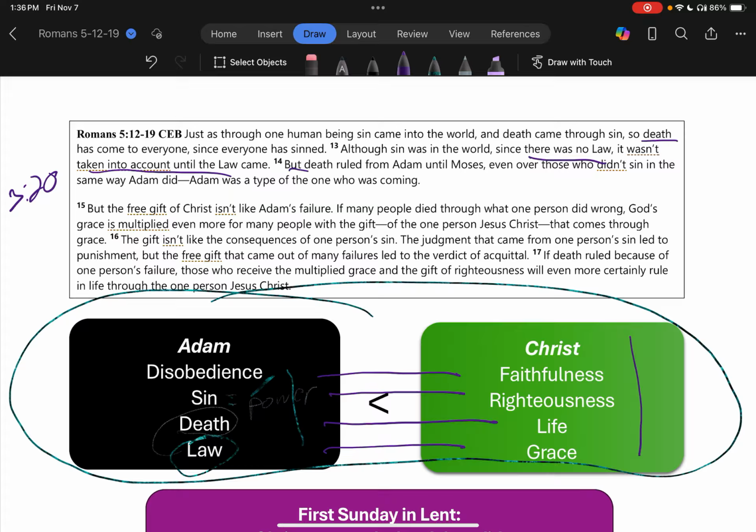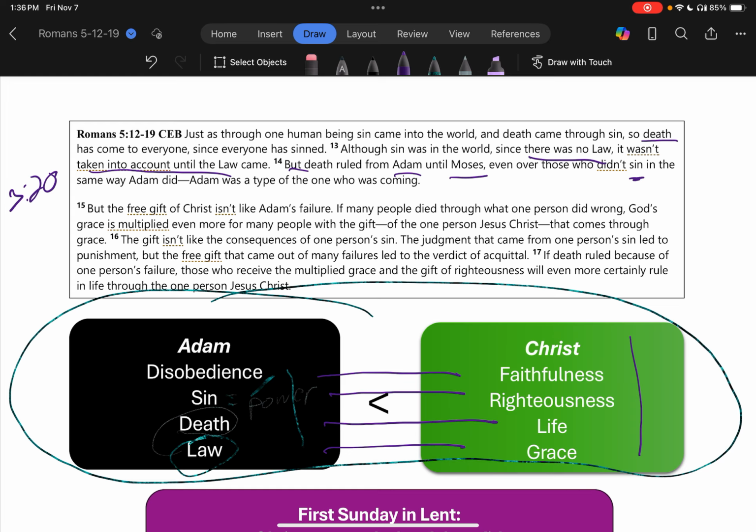But, verse 14, even though it wasn't taken into account, that doesn't mean that it wasn't doing its work, right? But death ruled from Adam, so when the sin entered the world, until Moses, when the law was given, even over those who didn't sin. Now, in this case, we're talking about specifically disobedience, who didn't sin in the same way Adam did.